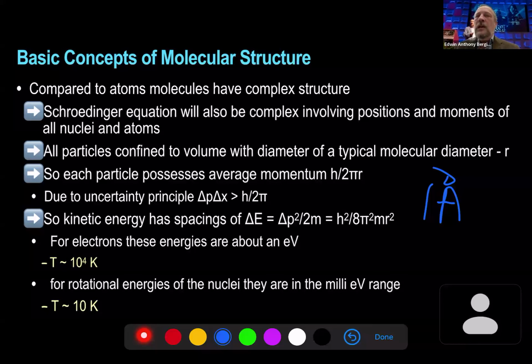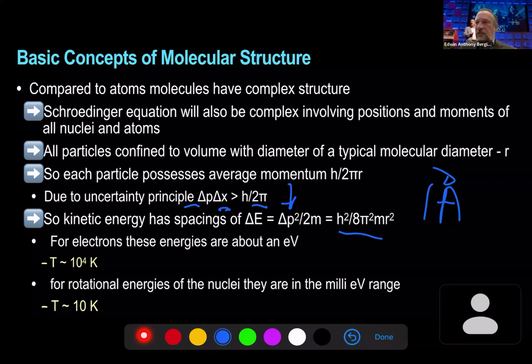Okay. And we have the uncertainty principle. There's the momentum here, and the distance is equal to h over 2 pi. So the kinetic energy in the system will have spacings of basically the change in the momentum squared over 2 times the mass. All right, and this just breaks that down as to what the momentum is. All right, it's h squared over 8 pi squared times the mass over radius squared.